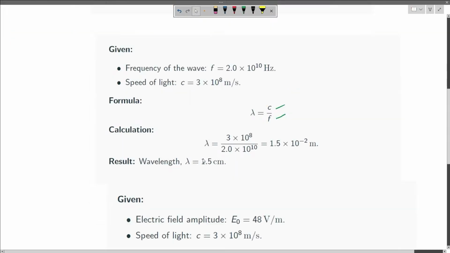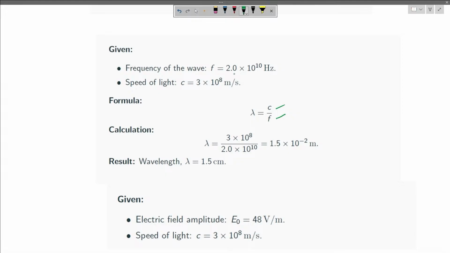So let's calculate the wavelength. The frequency of the wave was 2 × 10^10 hertz, and the speed of light was c equals 3 × 10^8 meter per second. The formula for calculating wavelength is c divided by frequency, that is the speed of the wave by frequency. Upon substituting the values, we get lambda as 1.5 × 10^-2 meter. So the wavelength is equal to 1.5 centimeter.